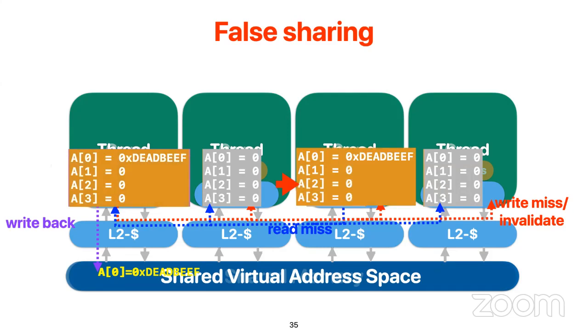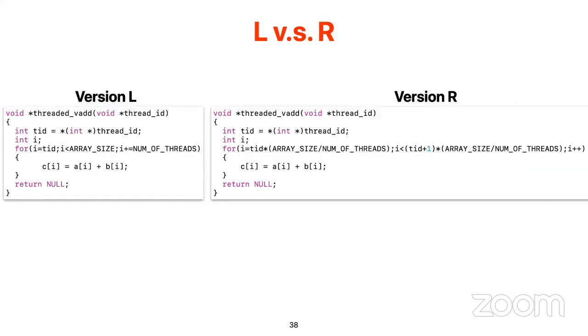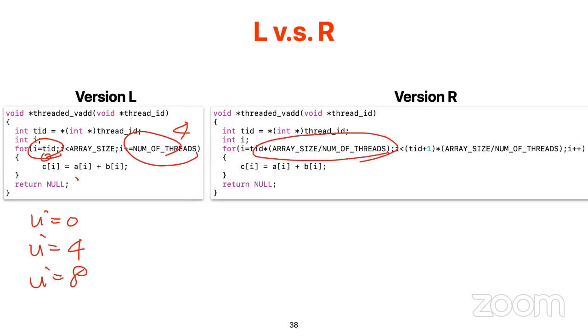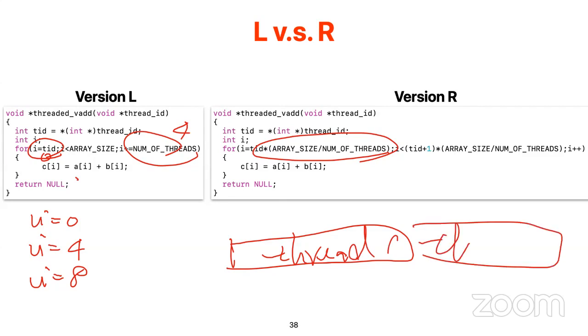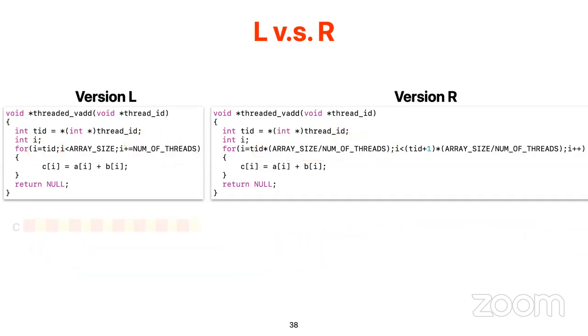So if you look at this piece of code, on the left-hand side version, my threads interleave. If I am thread zero, I start with zero, then if I have four threads, the next element that I would access is four, and then I would go to i equal to 8. For this other one, I partition the task into chunks, so it's more like thread one works on this part and thread two works on this part of your code.